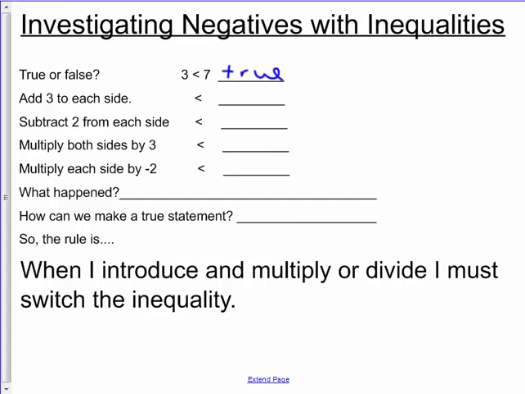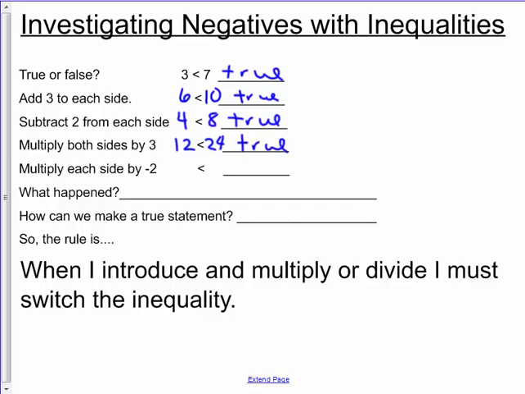So in this one, we're looking at negatives with inequality. So if I start with this idea, 3 is less than 7. Is that true? Yes. Well, if I add 3 to each side, I get 6 is less than 10. Is that true? Yep, that's true. Subtract 2 from each side, 4 is less than 8. Still true. If I multiply both sides by 3, I get 12 is less than 24. That is still true.